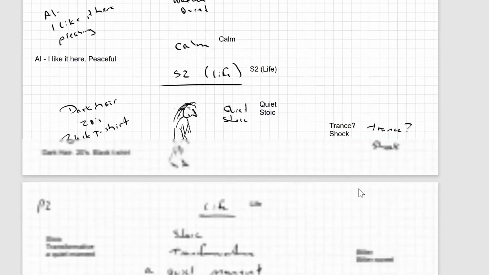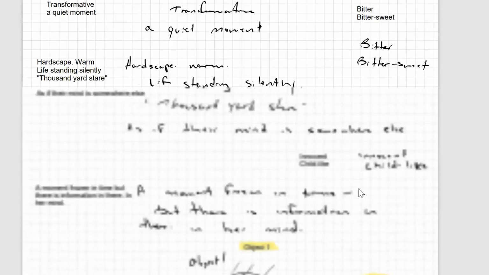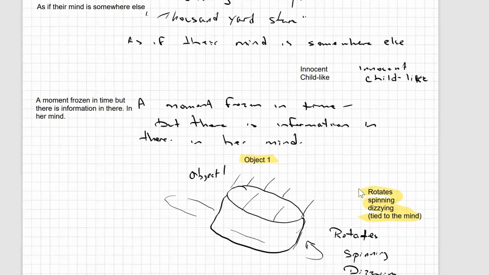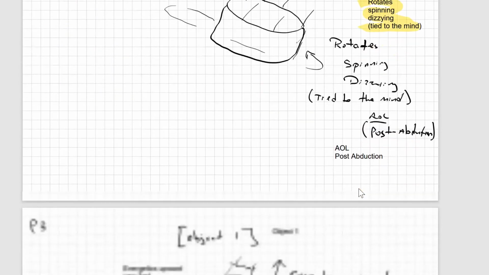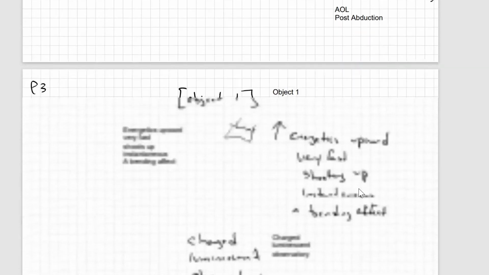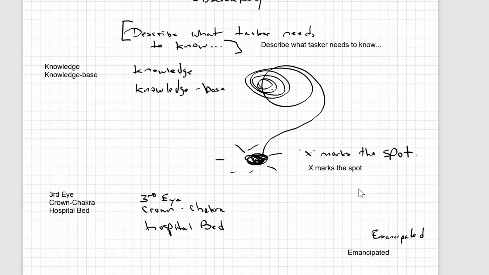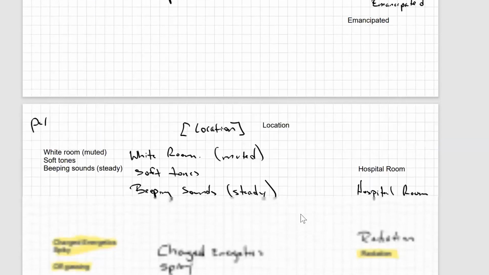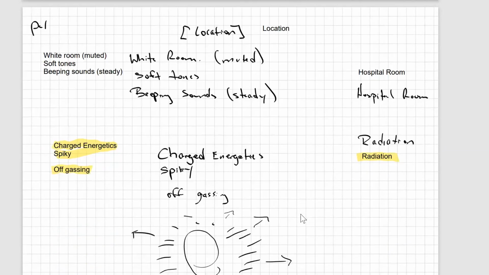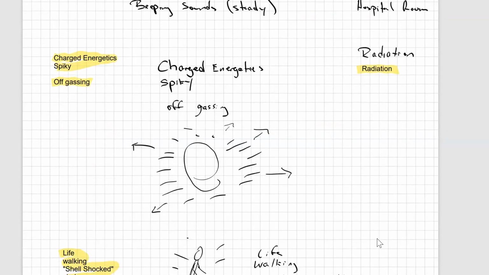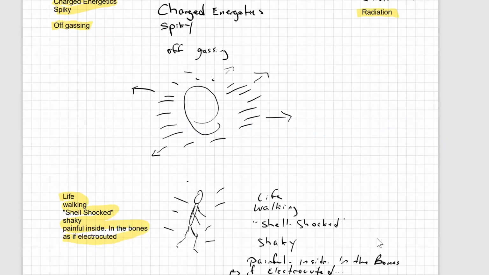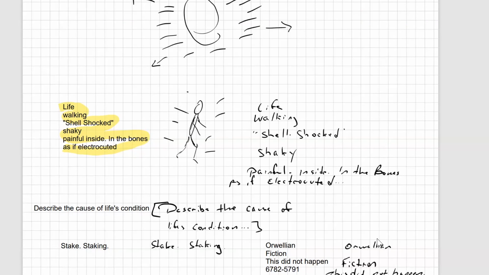Moving on to my second session here, I had an object that was rotating and spinning, dizzying, and it might have been tied to the mind. Just some more data describing that here. Something with charged energetics that was spiking or off-gassing. There was radiation. There was a life, walking, shell-shocked, shaky. It was painful inside. It was painful in the bones, as if this life had been electrocuted, had gone through something.